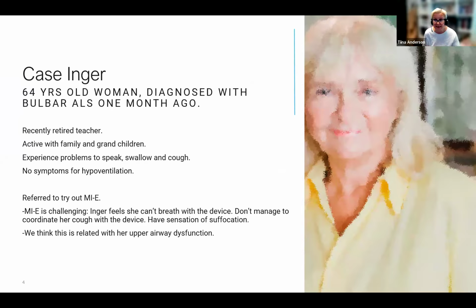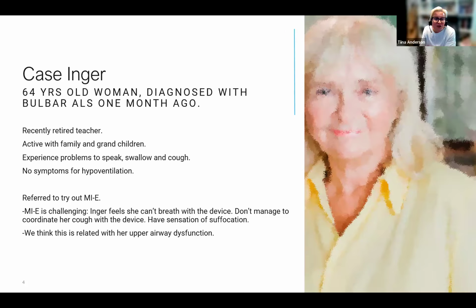The first one is Inger. She is a recently retired teacher. She is very active with her family and grandchildren. But 2 months ago, she got the diagnosis of bulbar ALS. The first symptoms she experienced were problems to talk and to eat, and that's still her main problem. She has quite a lot of saliva that runs out from her mouth, and also problems with secretions. She doesn't yet have any symptoms of hypoventilation, so she doesn't have any non-invasive ventilation yet.